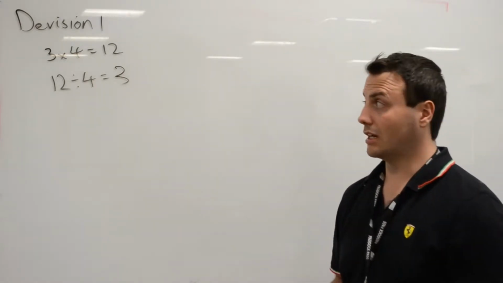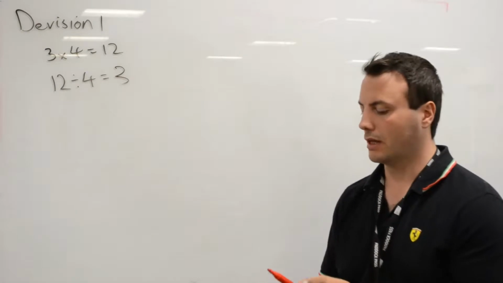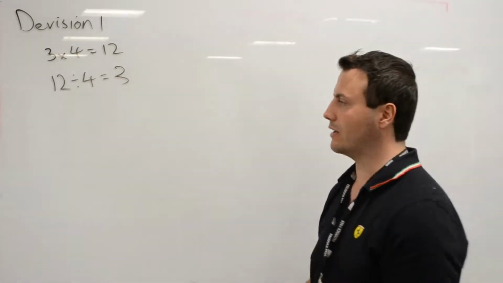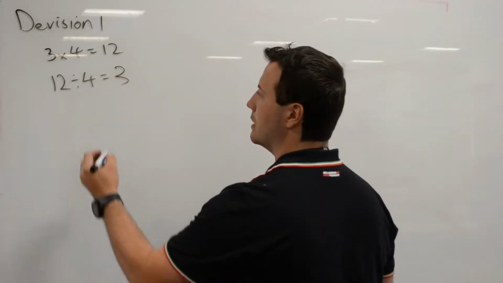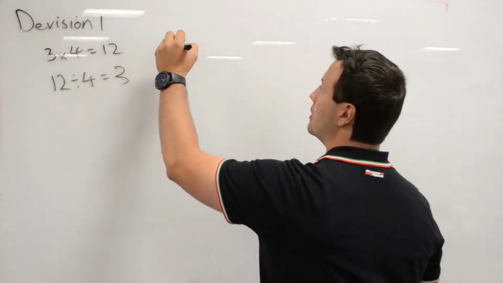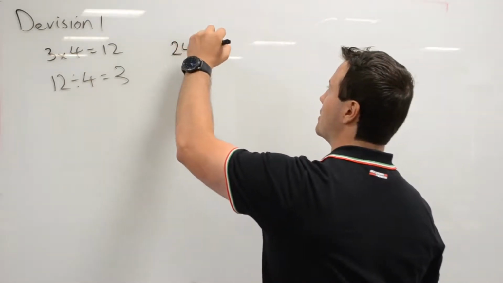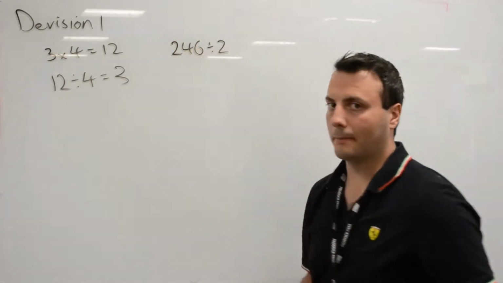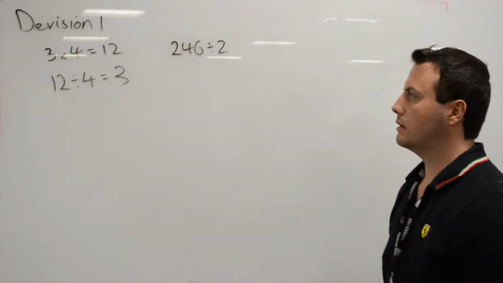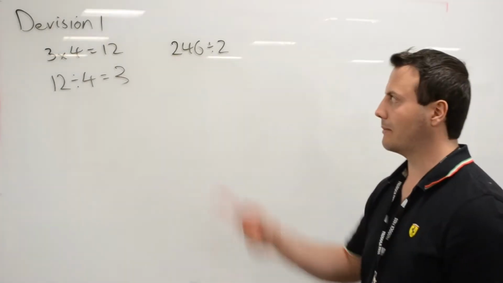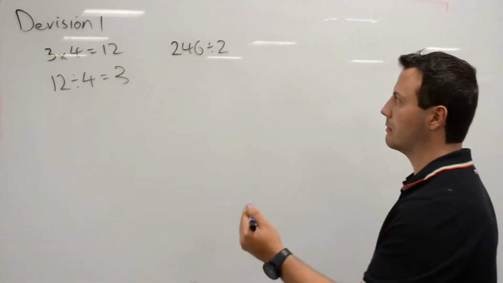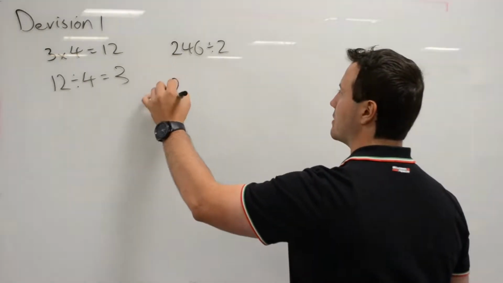But what happens when we have larger numbers outside of our standard mental arithmetic sets of numbers, the 1 to 9? Let's take the example of 246 divided by 2. We need to lay this out in a long division format, because these numbers are too big to do it with. So the format will look like this.